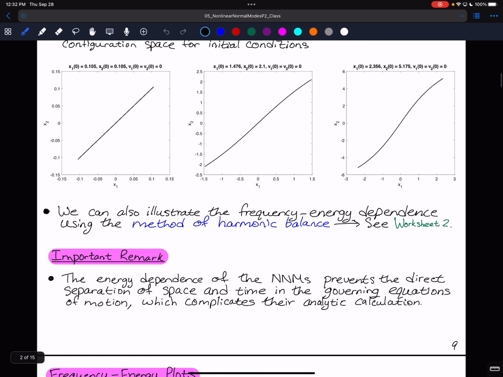So an important remark is that the energy dependence of the NNMs prevents the direct separation of space and time in the governing equations of motion, and therefore this makes calculating the NNMs analytically much more difficult than, say, linear normal modes.